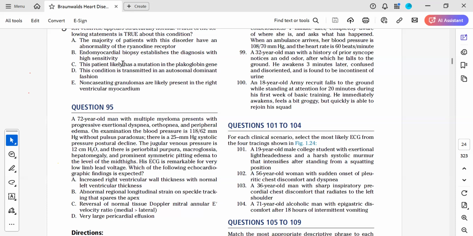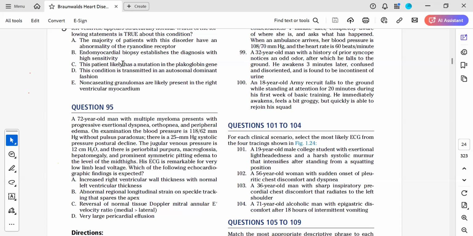And 104 says a 71-year-old alcoholic man with epigastric discomfort after 18 hours of intermittent vomiting. So this patient has had several bouts of vomiting, and with it, maybe associated electrolyte imbalances. So it is possible that the QT prolongation and the diminished T waves we found in ECG tracing C may be due to electrolyte imbalances that this patient may have had from the prolonged vomiting that he has been experiencing.